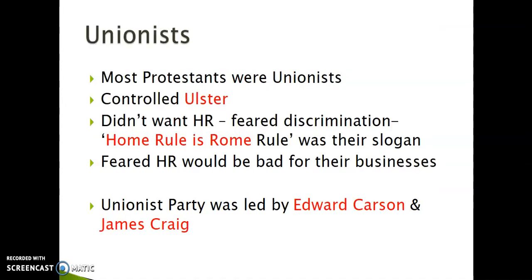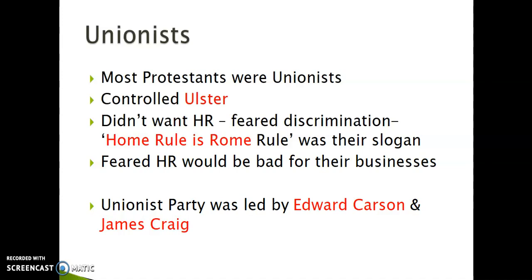And the other group was the Unionists. Again, most Protestants were Unionists. This means that they supported the union with Britain. They were a small minority in the country, except in the northeast of Ulster. They didn't want a Home Rule Parliament because, A, they were afraid that a Parliament in Dublin with a Catholic majority would discriminate against them. The irony is not lost. They believed that Home Rule was Rome Rule. Rome Rule, of course, referencing the Roman Catholic Church.